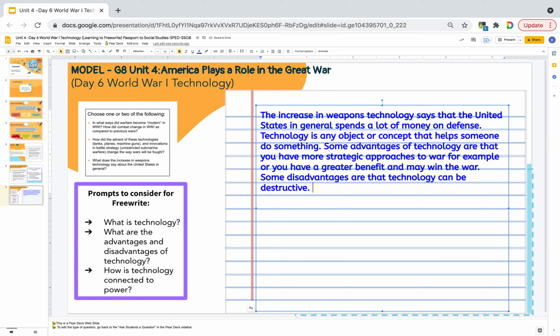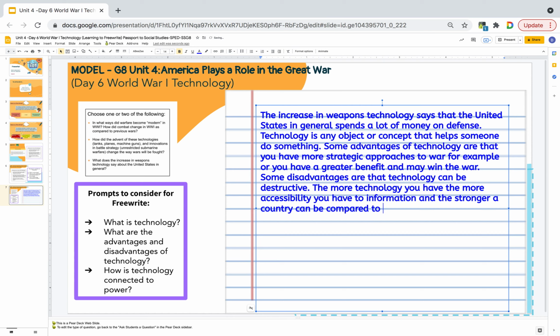What else do we know? How is technology connected to power? The more technology you have, the more accessibility you have to information, and the stronger a country can be compared to others. And this gives them power.